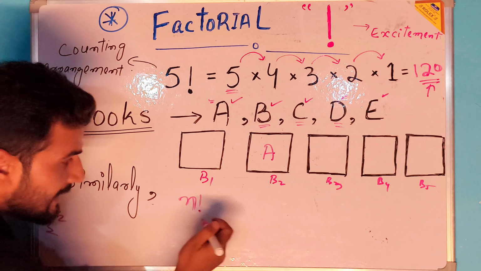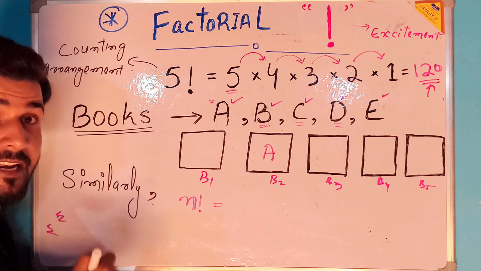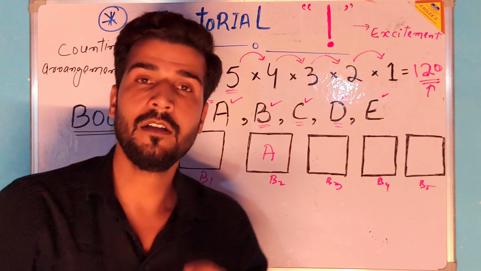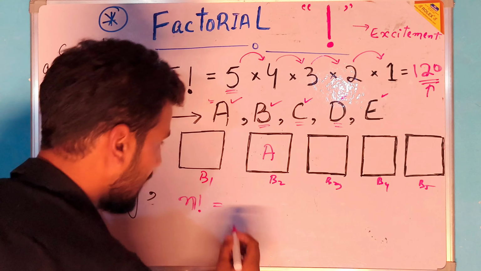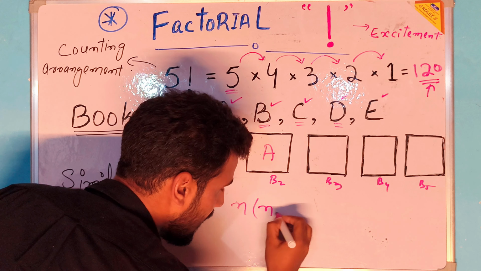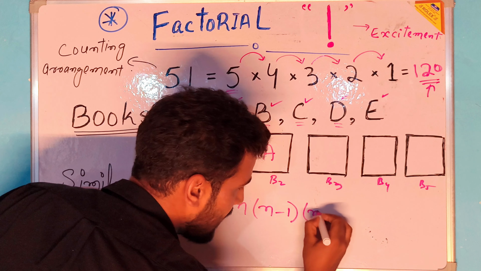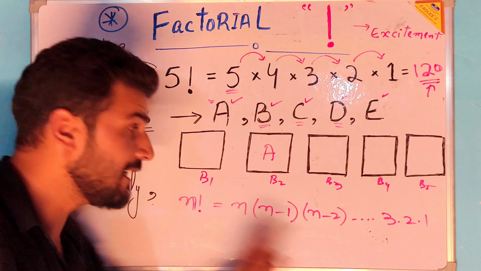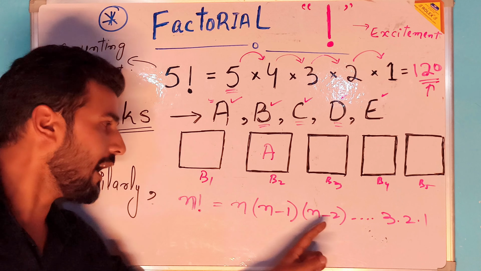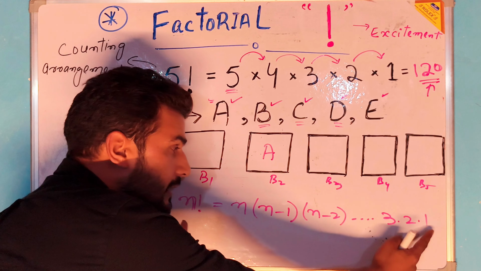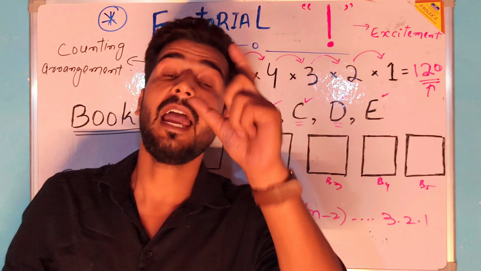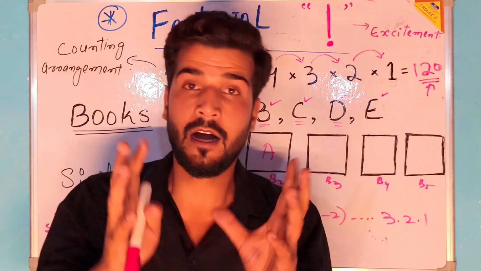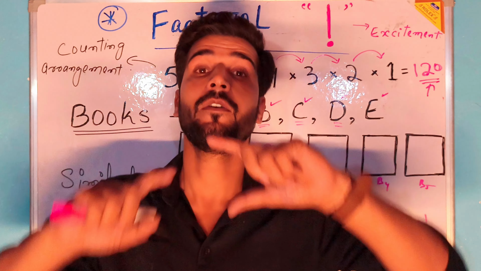What does n factorial mean? It means that we have n number of books and we are to arrange the n number of books in n number of boxes. What will be the required answer? The answer will be n into n minus 1, n minus 2, and so on and so forth, 3 into 2 into 1, until we reach 1. This is the total number of arrangements of n books that can be arranged in n boxes. So this is how we can understand the concept of factorial, right?